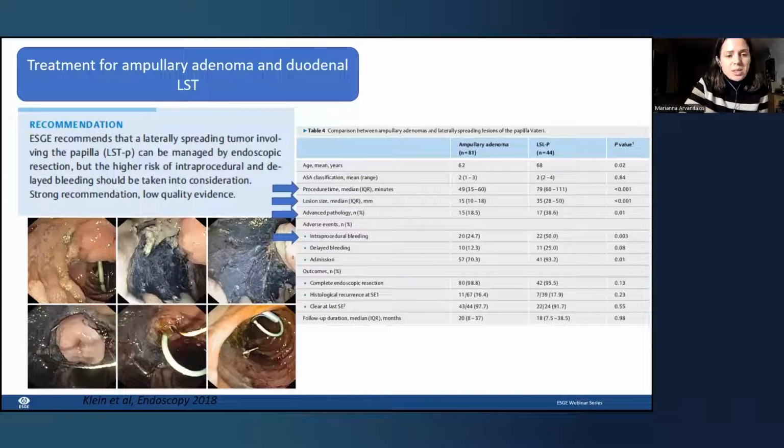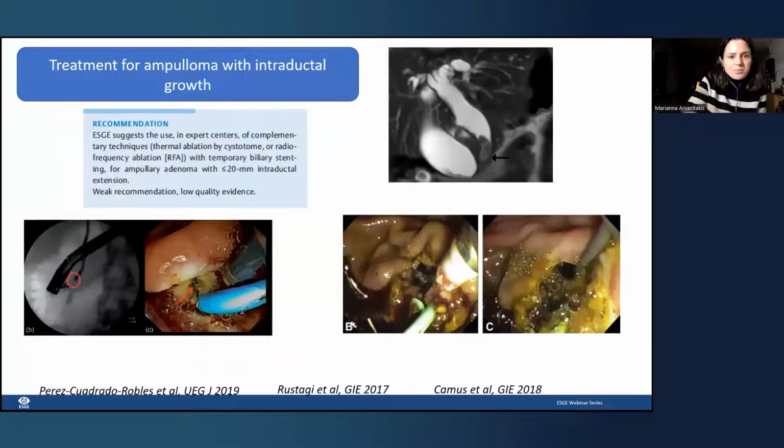So we see that we can have both. We can have an ampullary lesion and we can have a large extension in the duodenum, a lateral spreading tumor in the duodenum. So we can also resect both endoscopically, but we know that these procedures will take longer and will have maybe more advanced pathology and also more bleeding compared with a simple ampullary adenoma.